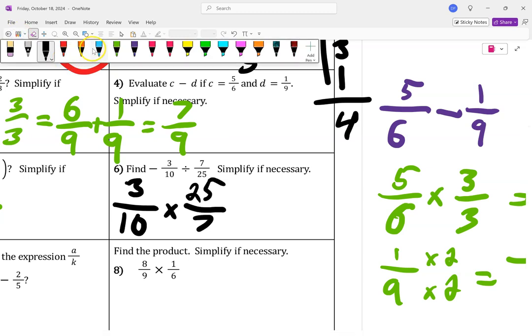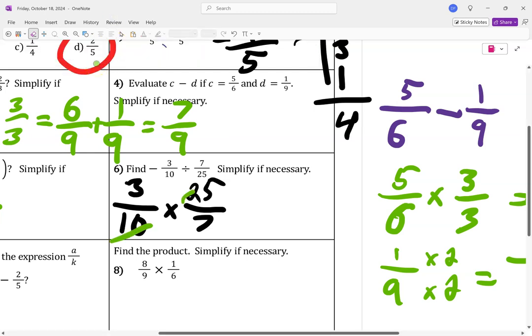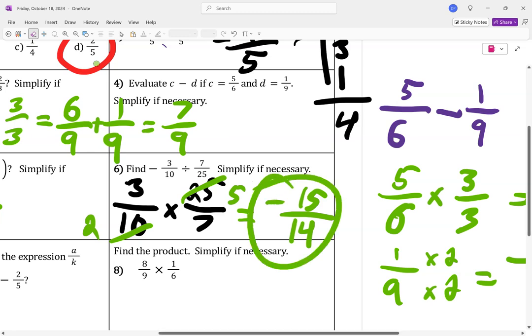Okay. And then we reduce. What can we reduce? 25 and 10. Yes, we divide by 5. We've got 2, and we've got 5. And then we've got 15 over 14. Right. Is it positive or negative? Negative. You're right. Why? Because one negative and a positive makes a negative. Right. A negative times a positive.